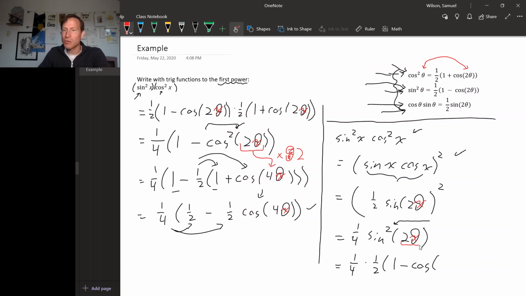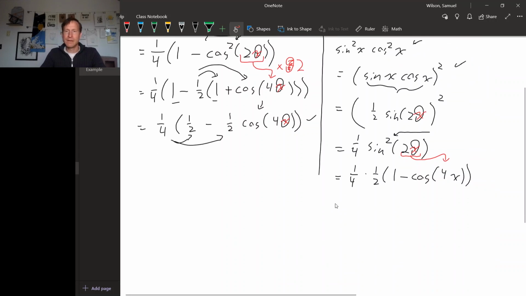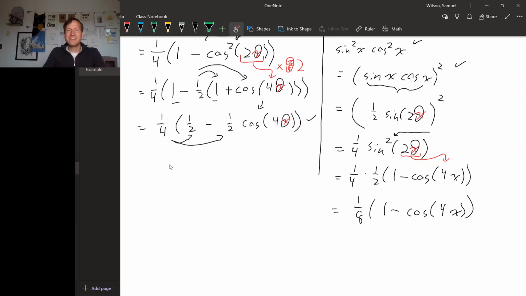So just like before, when we use any of these 3 identities, it doubles the old angle. So our old angle was 2x, so our new angle is going to be 4x. All right. And so this whole mess turns into 1 over 8 times 1 minus cosine 4x. As you can see, that is the same as what we got before. So both ways of doing this do give you the same thing.